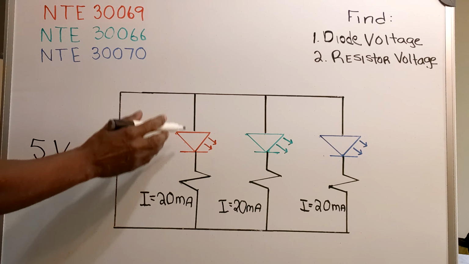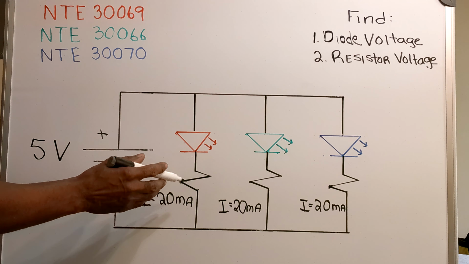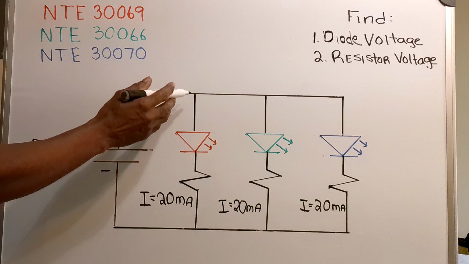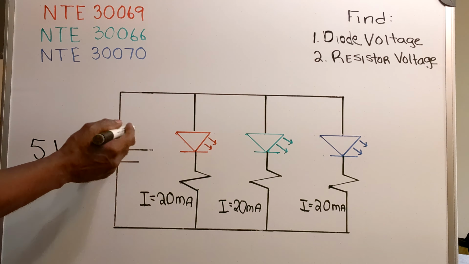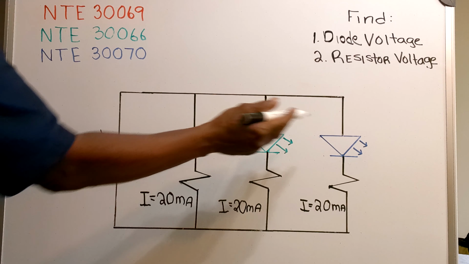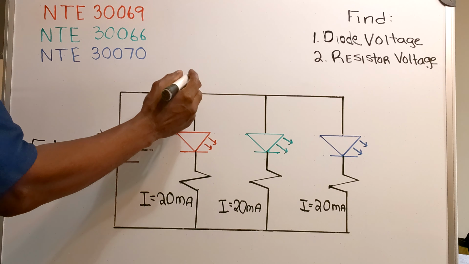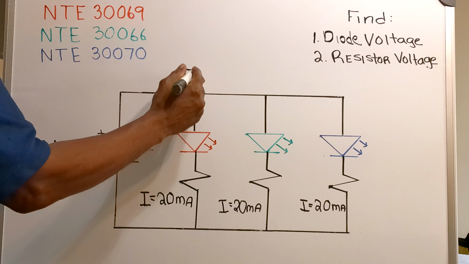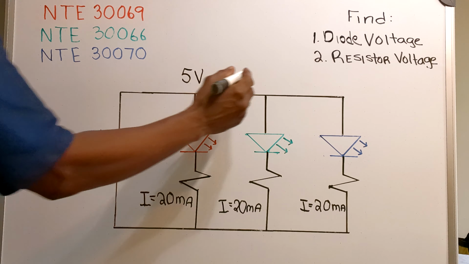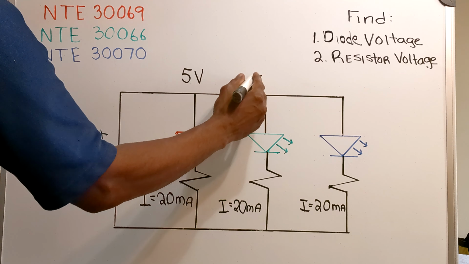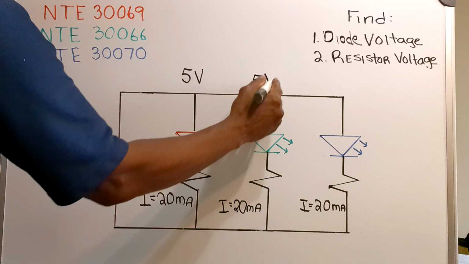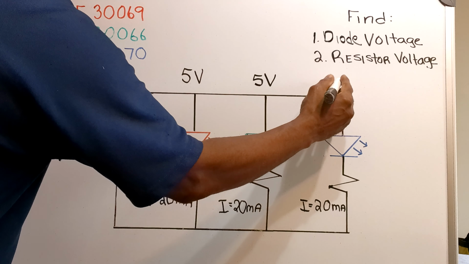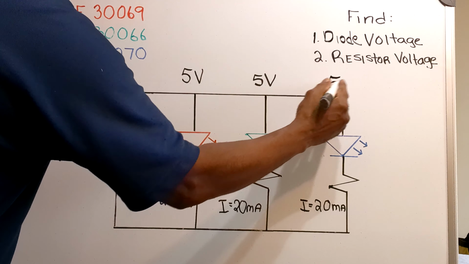Since this is a parallel circuit, the components are all across the voltage source, which means that I have 5 volts here, 5 volts here, and 5 volts here.